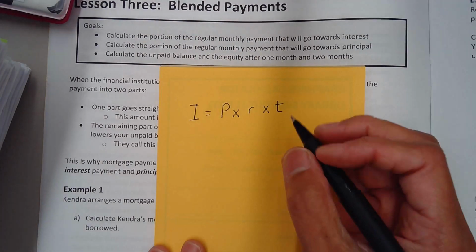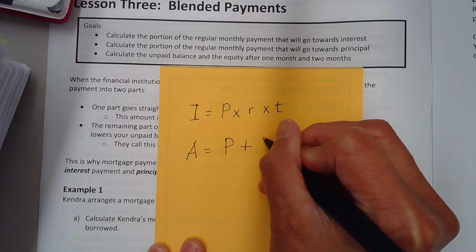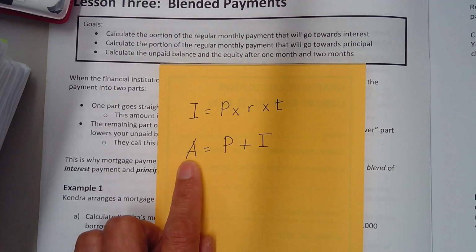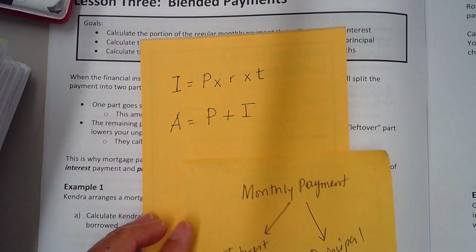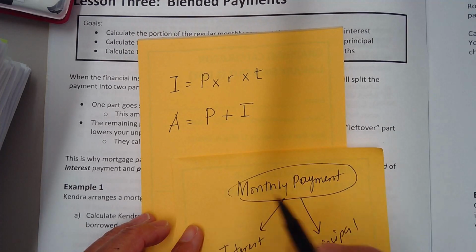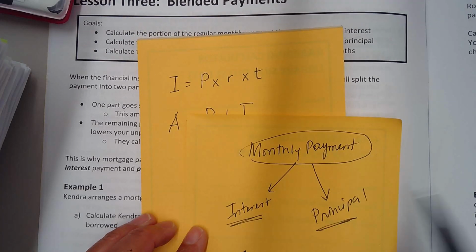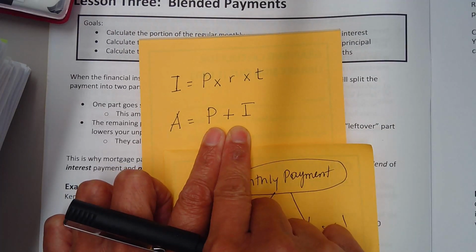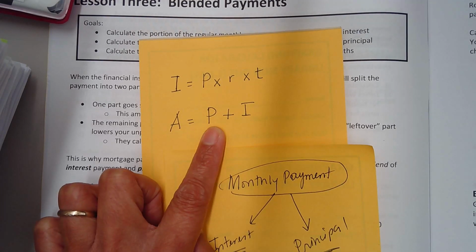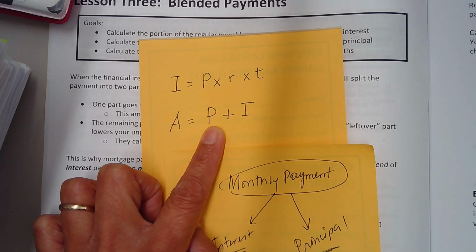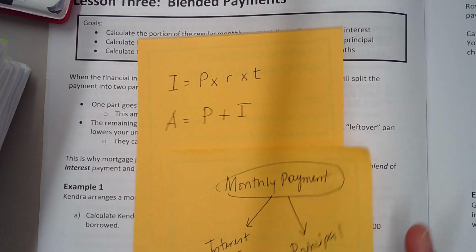Here's the other thing that we're going to do. Has anybody seen this? A equals principal plus interest. This is what I was mentioning here. The amount that we're paying is equal to the interest and the principal added together. So the amount we're paying is equal to the principal that goes towards lowering our loan, and the interest that goes towards the bank.